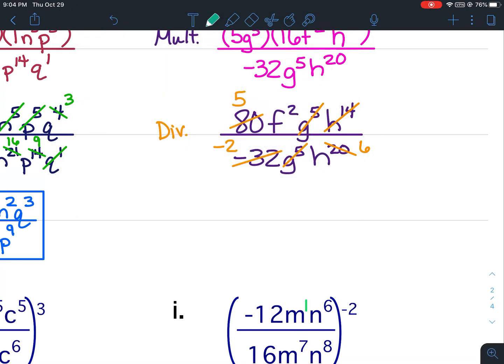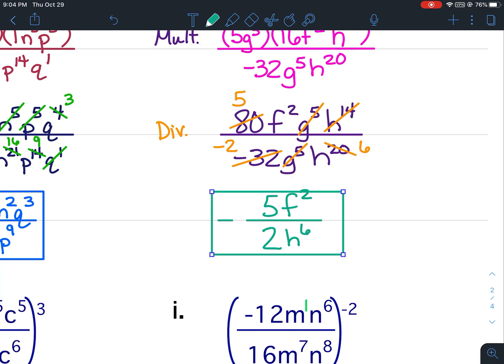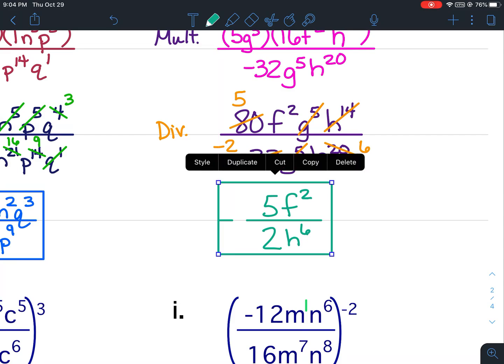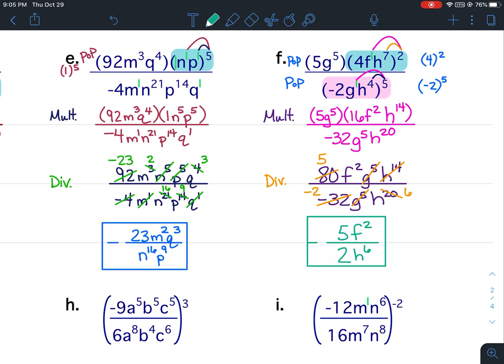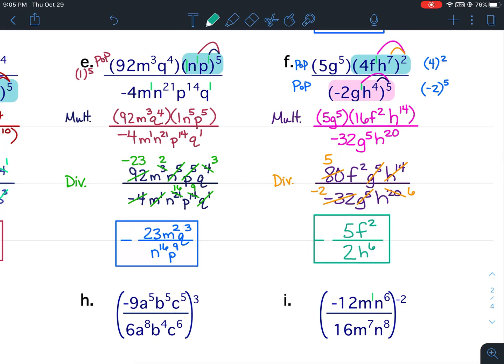So I have 5f squared left in the numerator, and then negative 2, so I moved my negative out front, negative 2 h to the 6th in the denominator. And that is it for question F. If you need time, pause your video, make sure you have everything written down, every single step.